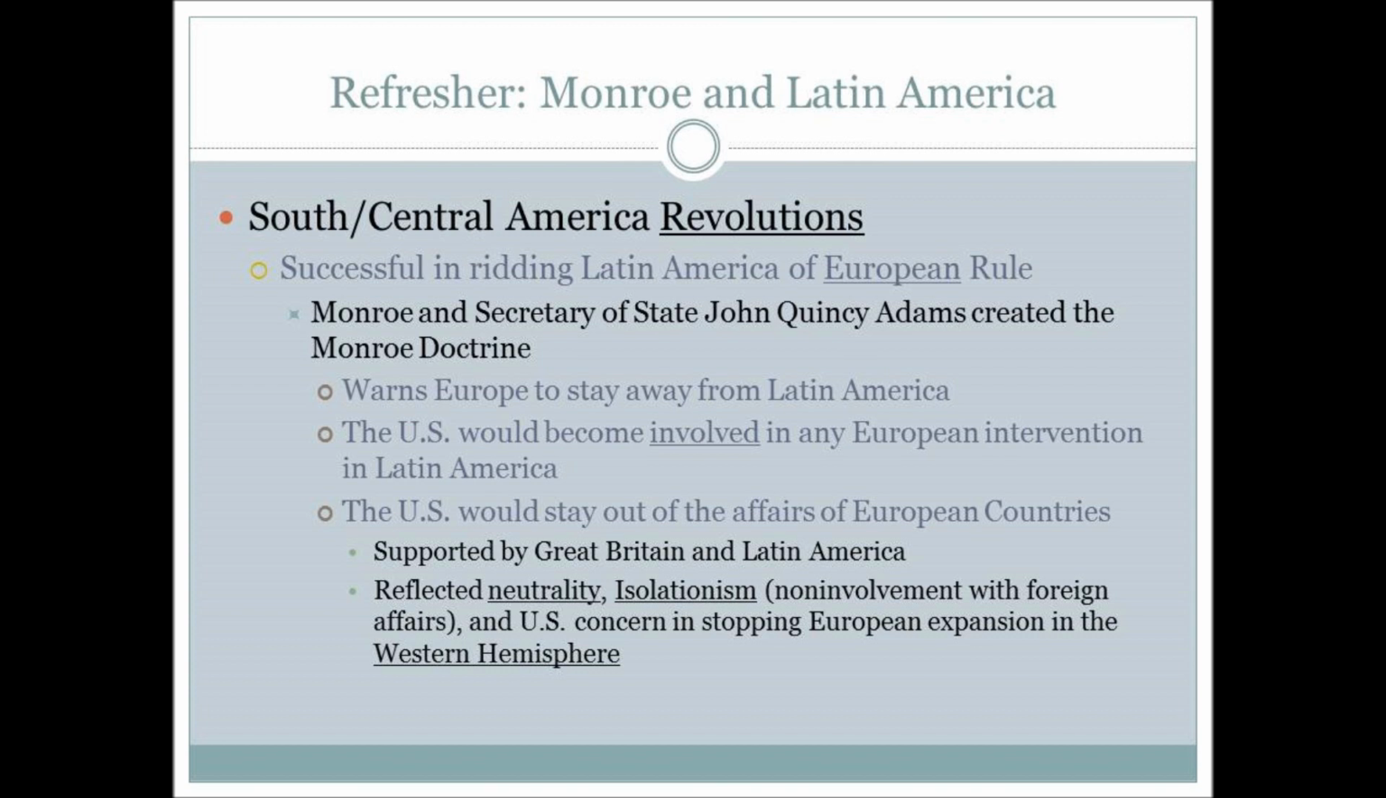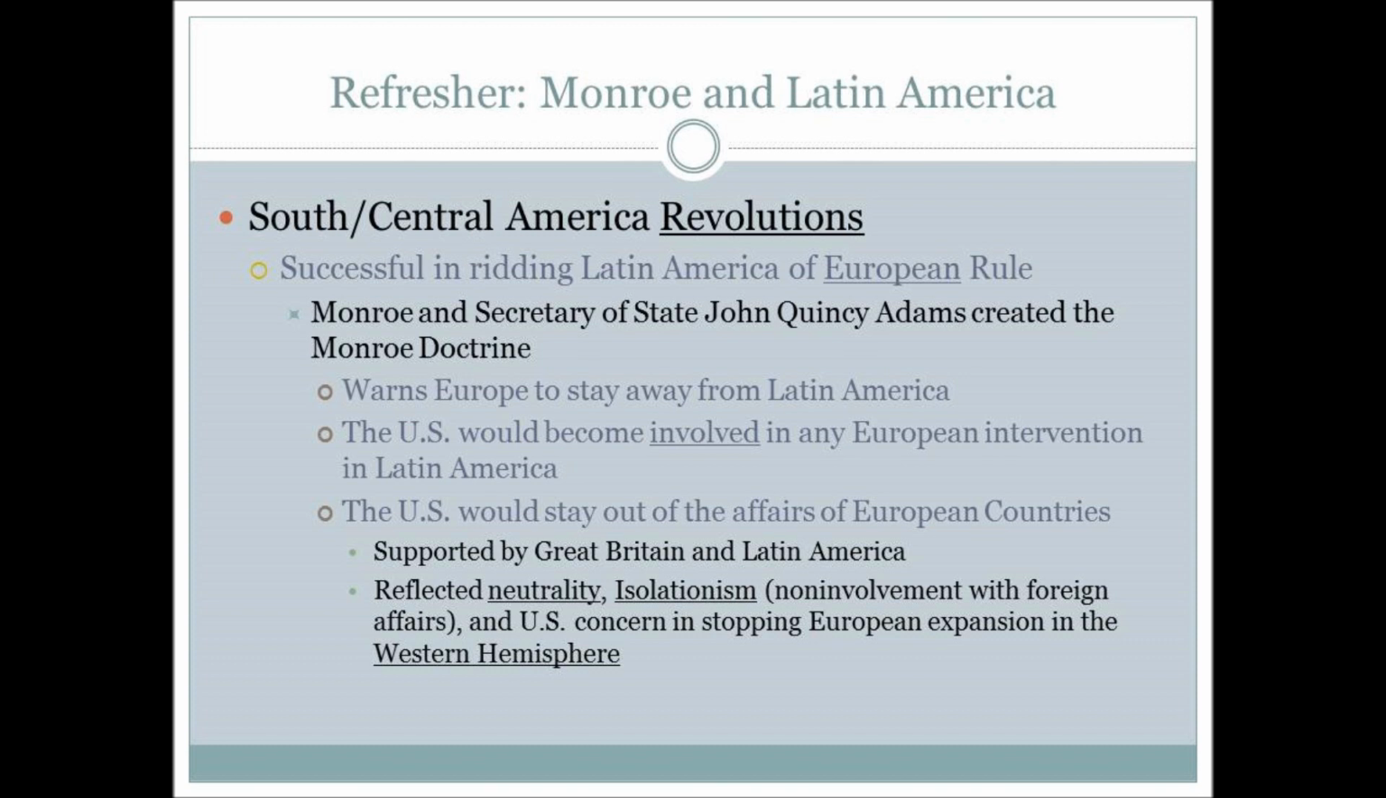This reflected neutrality, right? Staying neutral, not getting involved. Isolationism, non-involvement with foreign affairs, and the U.S. concern to stop European expansion to the Western Hemisphere. Their big fear, the United States' big fear, was Europe being in the western half of the world. So if they could stop that from happening, they felt it would be beneficial. Now, this is in the early 1800s.